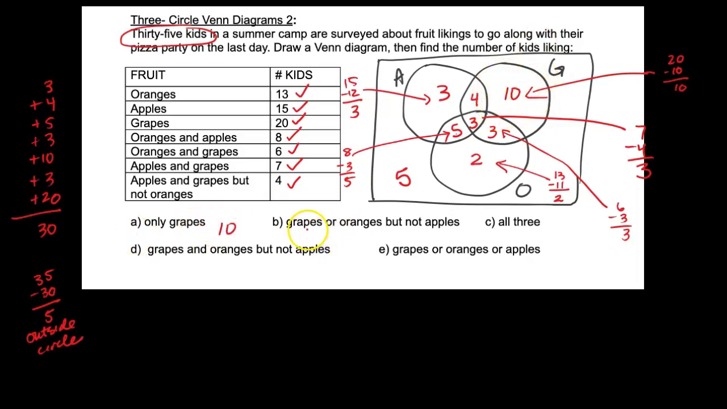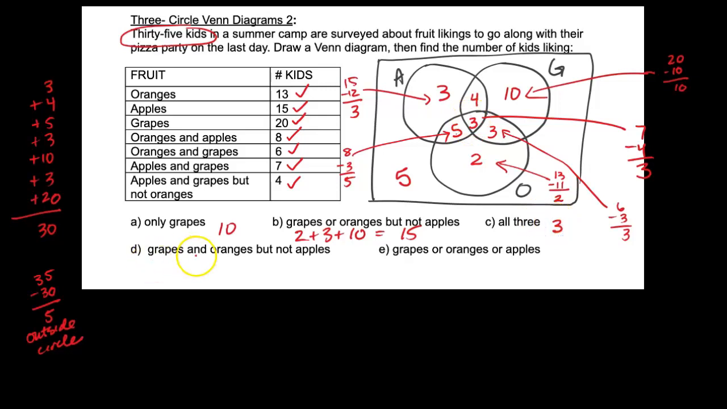How many kids liked grapes or oranges but not apples? So I'm going to shade this one. So I want to avoid the apple circle. So grapes or oranges, so these but not apples. So I'm just going to kind of highlight around that apple circle so that I don't include the apple circle. And I'm looking for everything in here. So I'm just going to add up all of those numbers that I highlighted. So that would be a 2 plus 3 plus 10, and that would be 15 kids total. How many kids liked all 3 fruits? That would be in the very center of the diagram, so that would be 3.